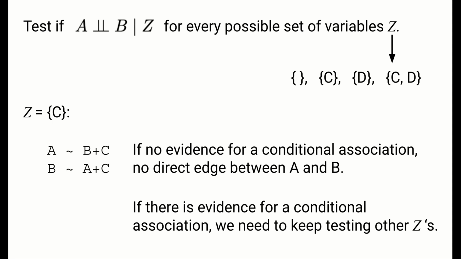Well, perhaps conditioning on C doesn't make A and B independent either. That is, A and B are still dependent, conditional on C. Does that mean that there's a direct arrow between A and B? Not necessarily, because the structure might look like this ring.